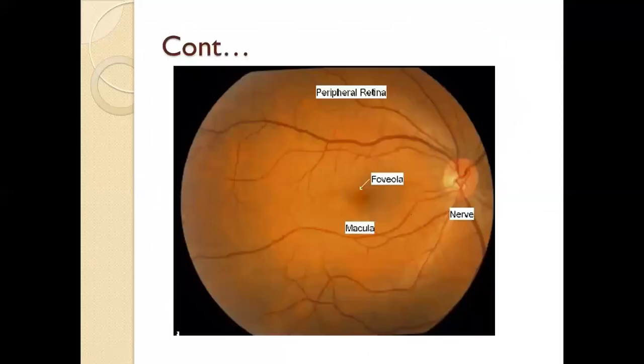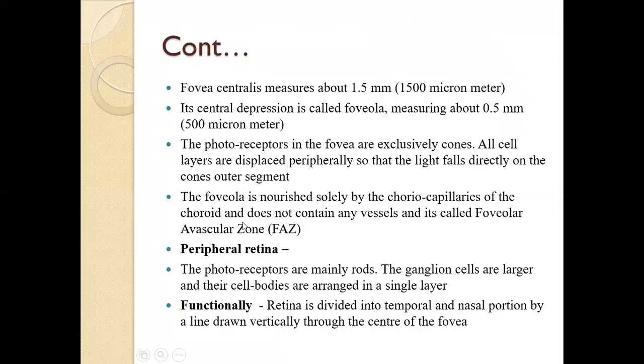So that's the reason. And this fovea is nourished solely by the choriocapillaries of the choroid and does not contain any blood vessels; it is called foveolar avascular zone. So the fovea is basically avascular and gets its supply from the choriocapillaries of the choroid.